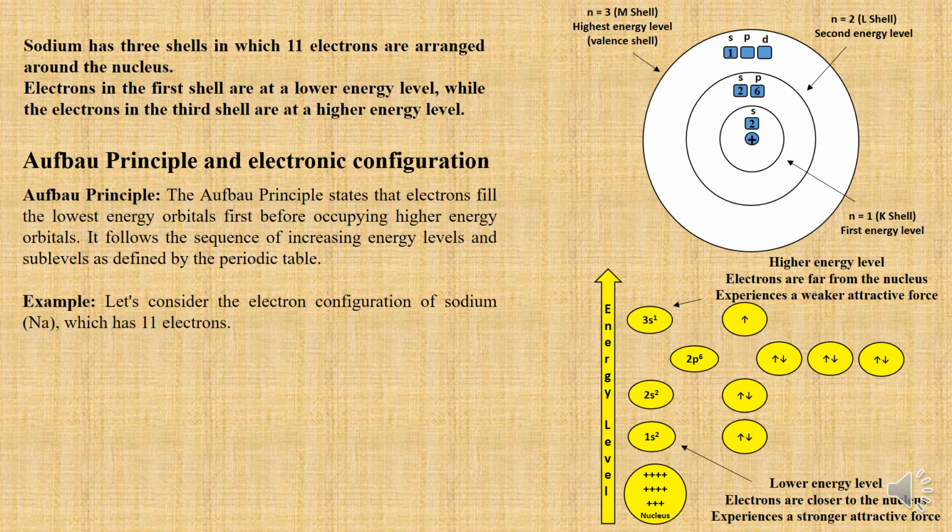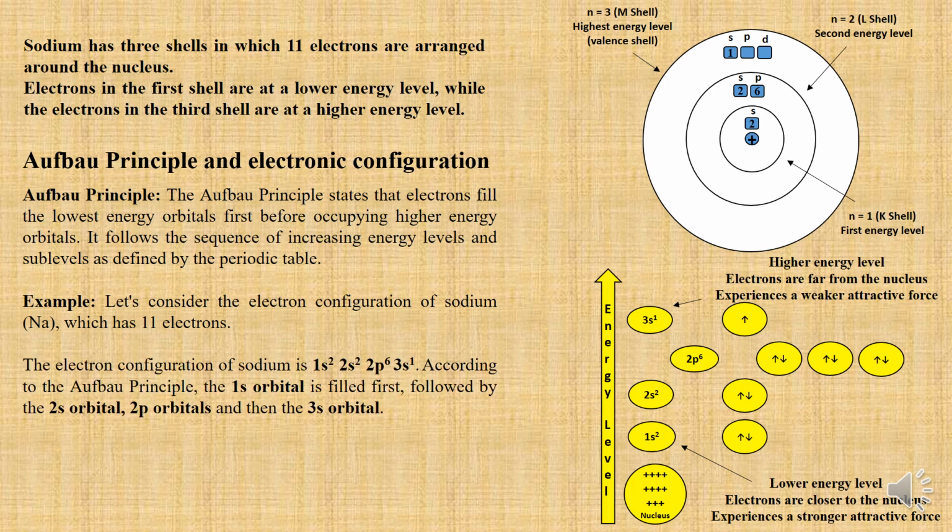Now, for example, let's consider the electronic configuration of sodium, which has 11 electrons. The electronic configuration of sodium is 1s2, 2s2, 2p6, 3s1. Now, according to the Aufbau principle, the 1s orbital is filled first because it is at a low energy level. This is followed by the 2s orbital, 2p orbitals, and then the 3s orbital because the 3s orbital is at a higher energy level.